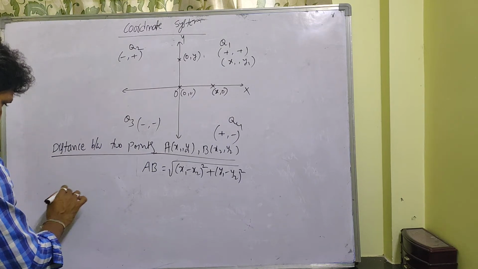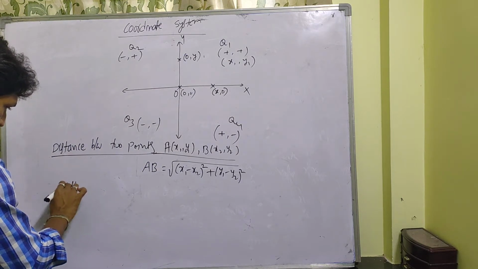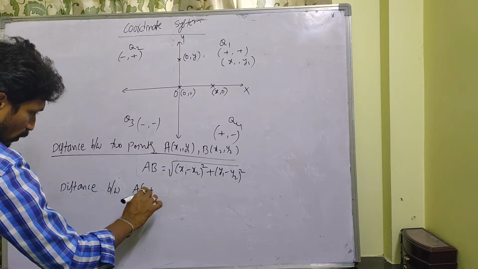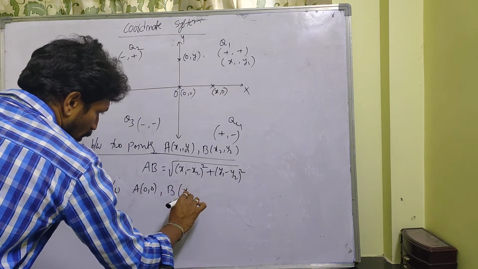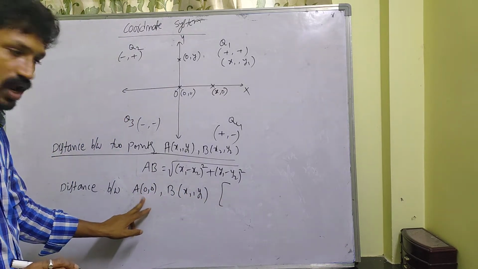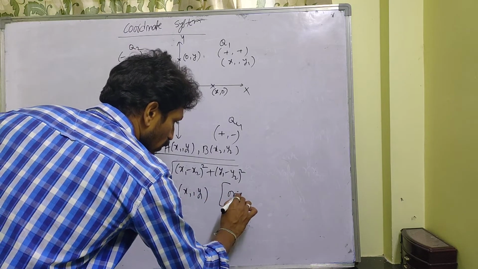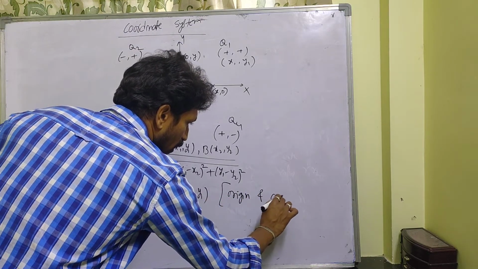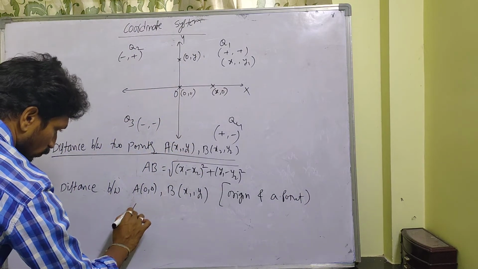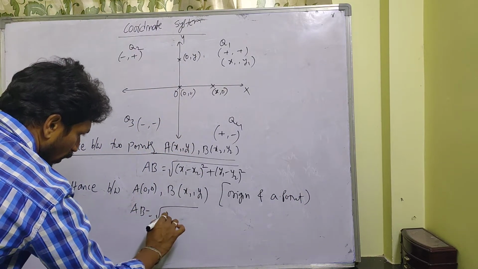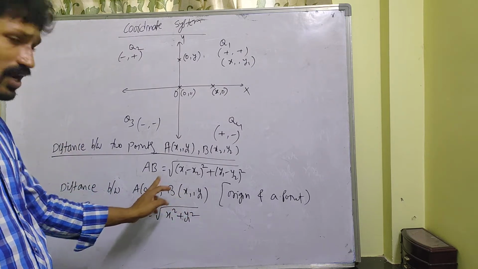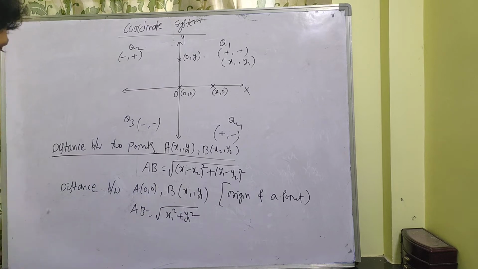Okay, next one. Distance between A 0 comma 0, B x1 comma y1. Here this means origin and a point, distance between origin and any point. So this is nothing but AB is equal to root over x1 square plus y1 square only. Very well you know. x1 minus 0 whole square plus y1 minus 0 whole square.